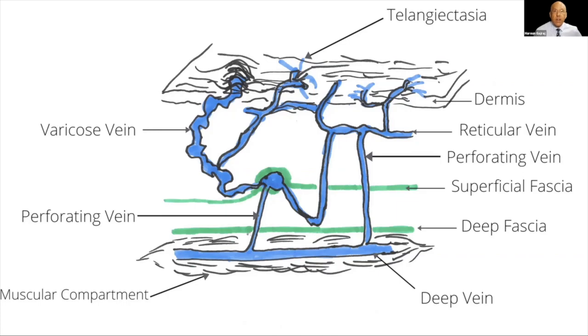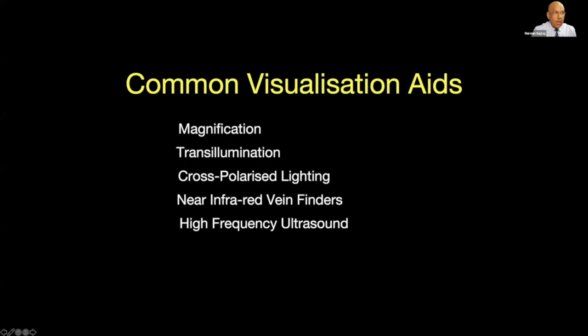Now I ask myself, why has this spider vein cluster developed? And that's where being able to visualize the network of veins is so important. Now, let's talk about the common visualization aids. There are 5 of them: simple magnification, transillumination, cross-polarized lighting, near-infrared vein finders, and high-frequency ultrasound.